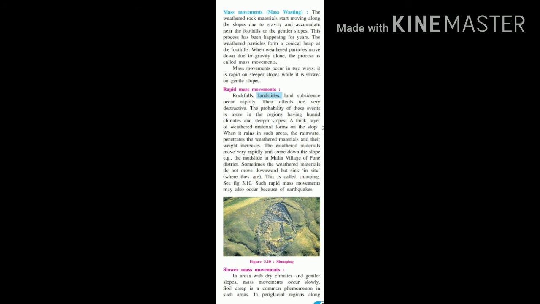Now these mass movements can be of two types. Rapid movement of a mass occurs in areas where the slopes are very steep, whereas slower mass movement occurs on gentle slopes, where the slopes are not very steep. Now we'll see about rapid mass movements.